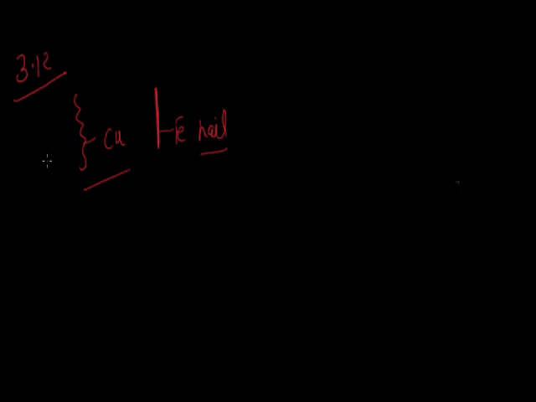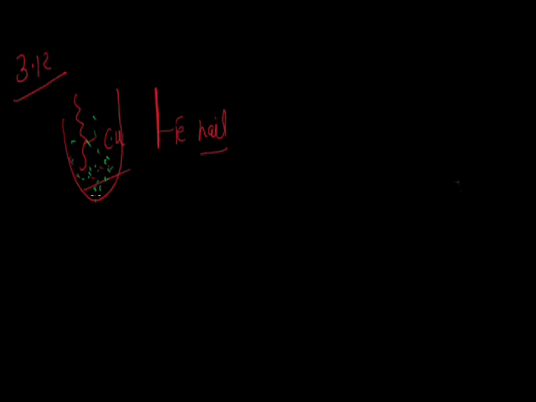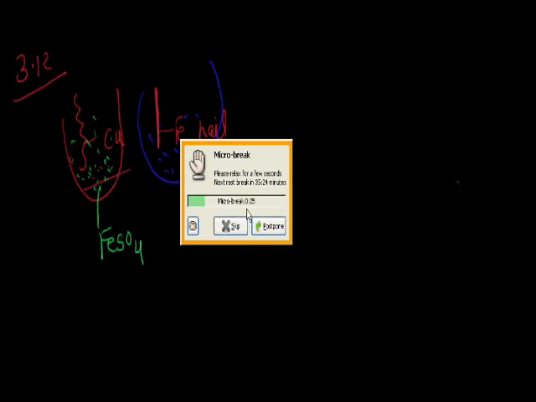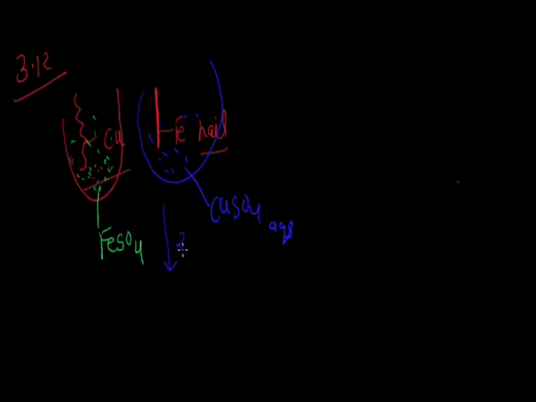Put the copper wire in a solution of iron sulfate, FeSO4, which is light green in color. And this iron nail is placed in the copper sulfate solution. Copper sulfate is blue in color. Now after 20 minutes, what will be observed?